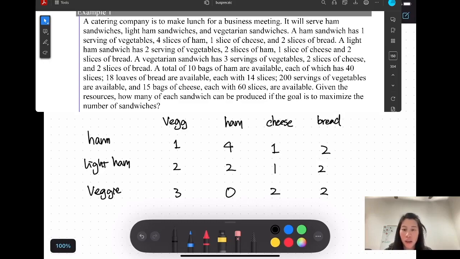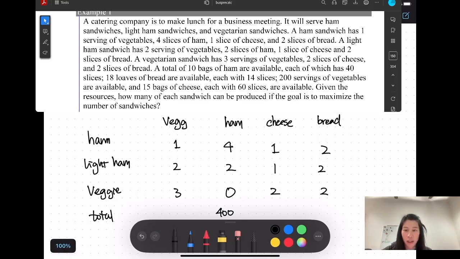And now they tell you that a total of 10 bags of ham are available, and each of them contains 14 slices. So the total number, this is a little bit tricky. We need to do a little bit of math about it. So there are 10 bags of ham available, and each one contains 14 slices. So the total number of ham should be 14 times 10, which is 140.